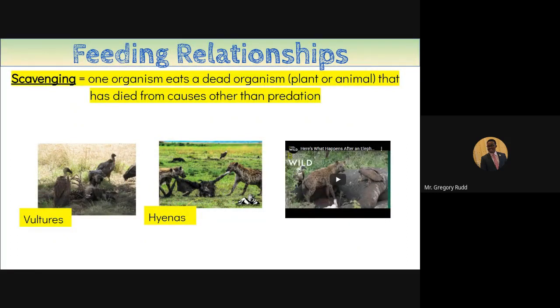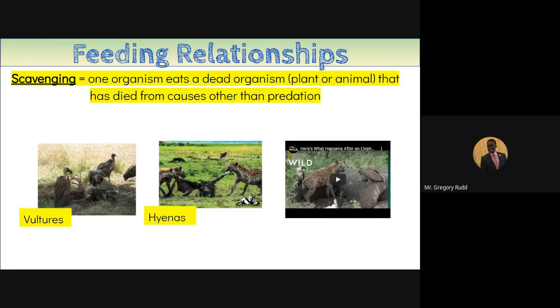Okay, scavenging is another type of feeding relationship. Scavenging is when one organism eats a dead organism, and that organism has died from causes other than predation. So scavengers do not actually kill their food. They've died from some other infliction. It may have been that they were killed. It may have been that they have just died from natural causes or from some type of disease.